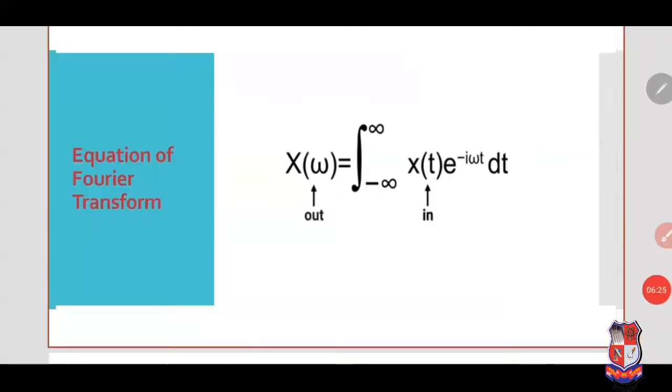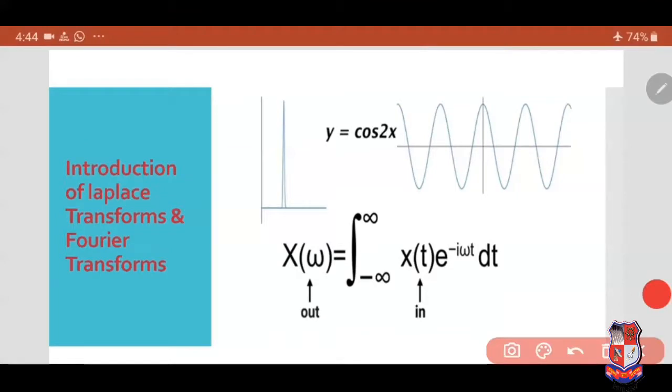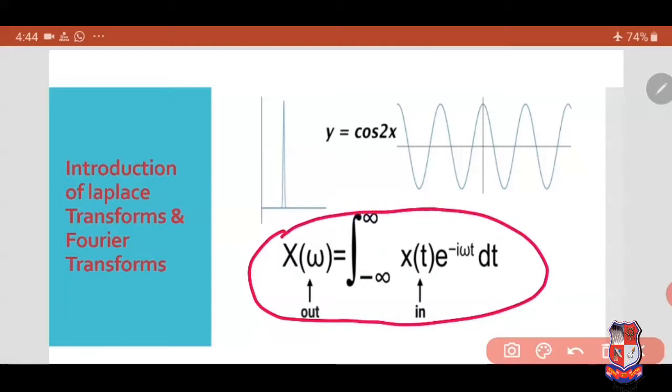In the next slide we can see how it works, which will give you a better understanding. This is the equation of the Fourier transform that we already saw. What it suggests is that if you put a pure cosine curve as your input, then your output is one spike of the cosine curve.